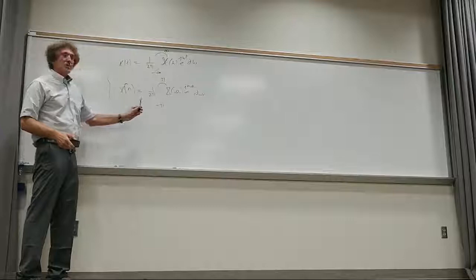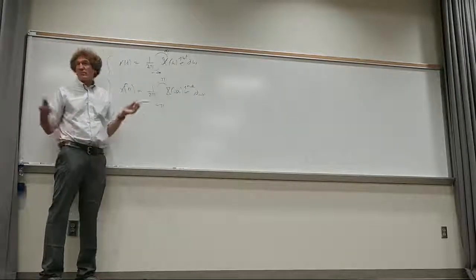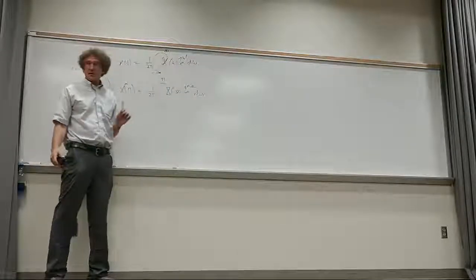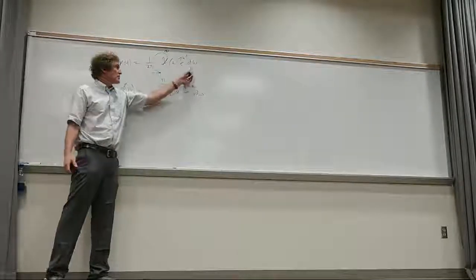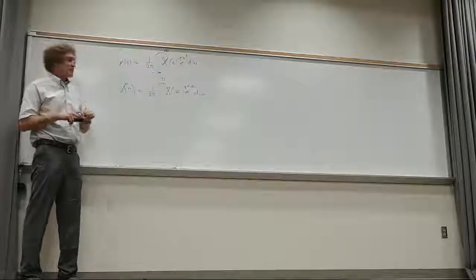Now, you'll notice these two. This has a capital omega, this has a small omega. Big deal, right? Instead of t, I have n. The integration is over small omega there, capital omega there. The real difference, and only difference, is in the limits.